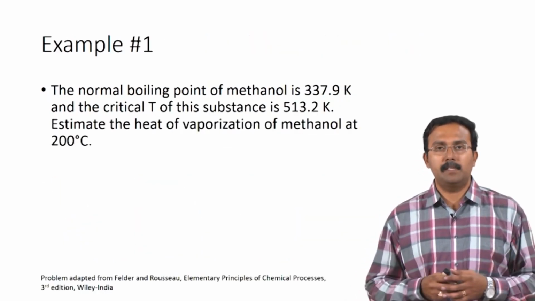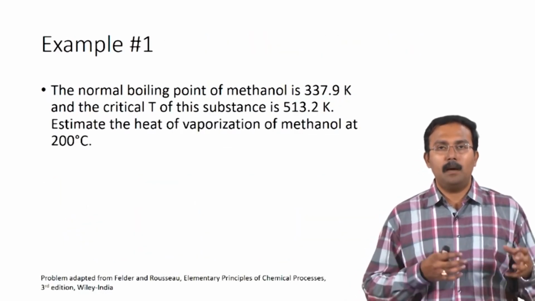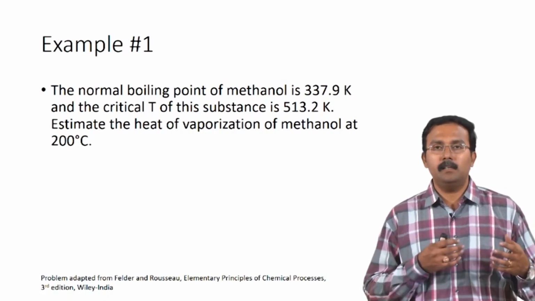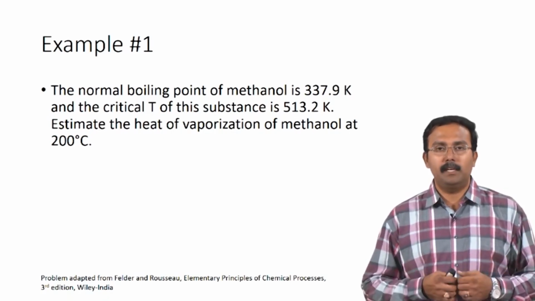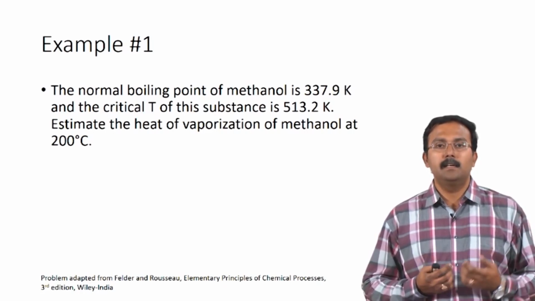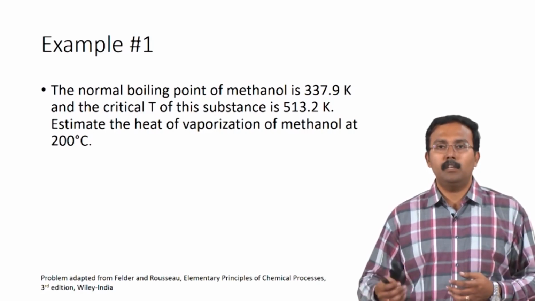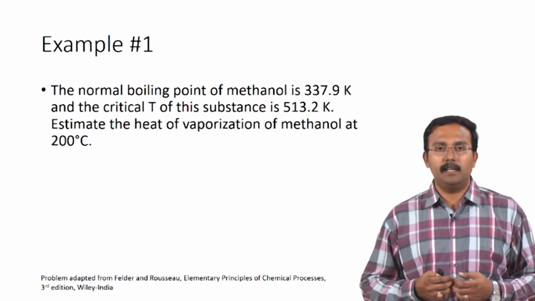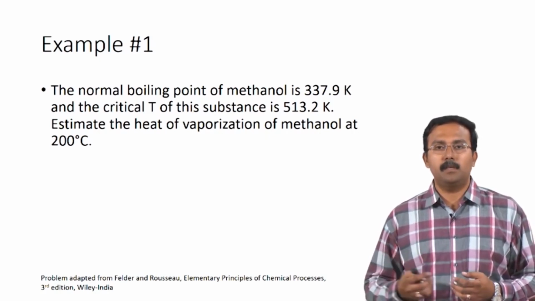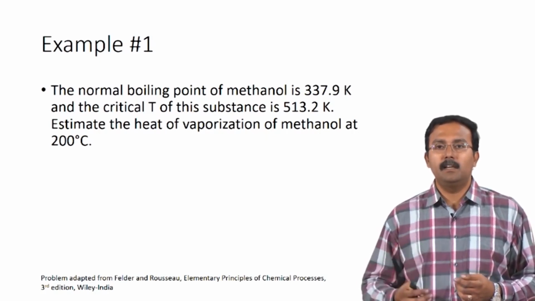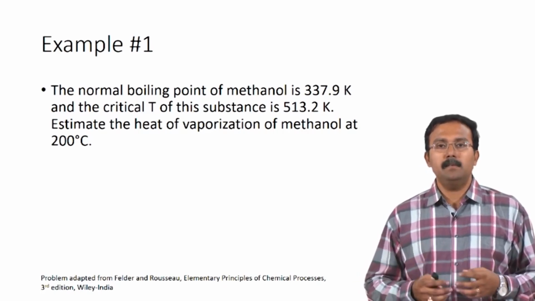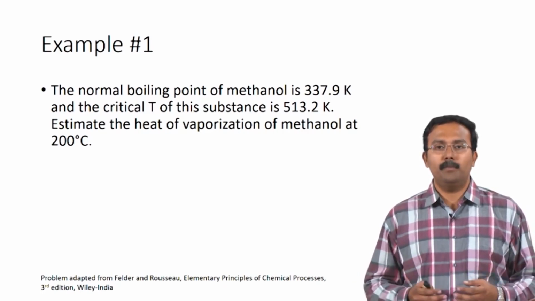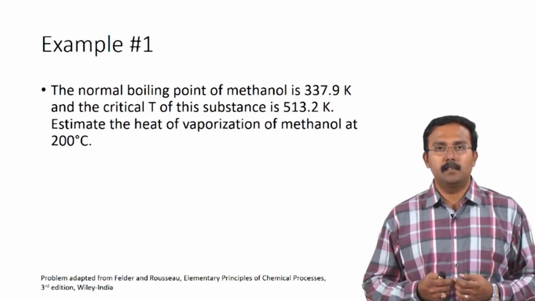So, here are a couple of example problems where we will try and apply these equations to calculate the heat of vaporization or the heat of melting. The first example is: the normal boiling point of methanol is 337.9 Kelvin and the critical temperature for this substance is 513.2 Kelvin. Estimate the heat of vaporization of methanol at 200 degrees Celsius.